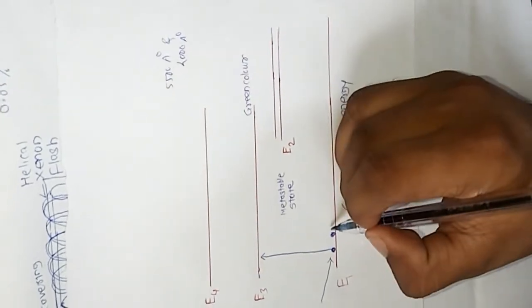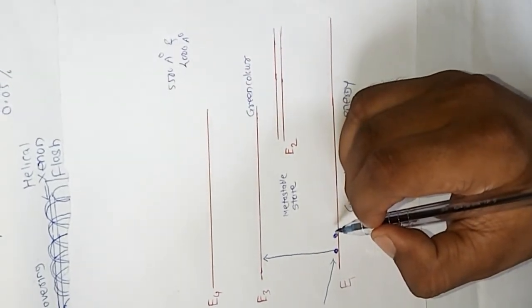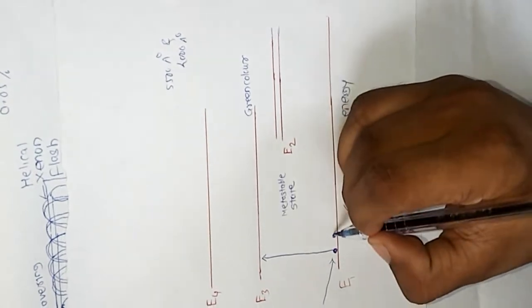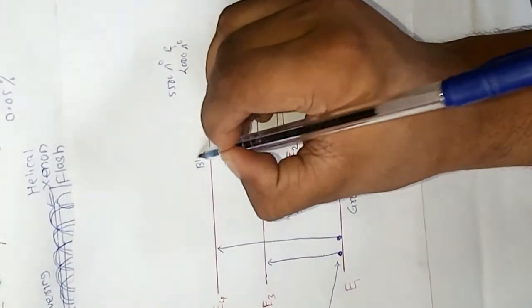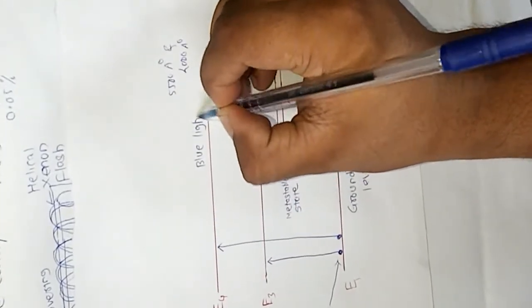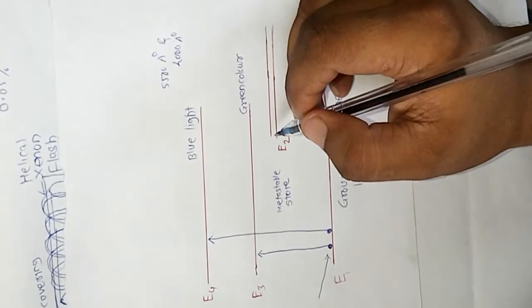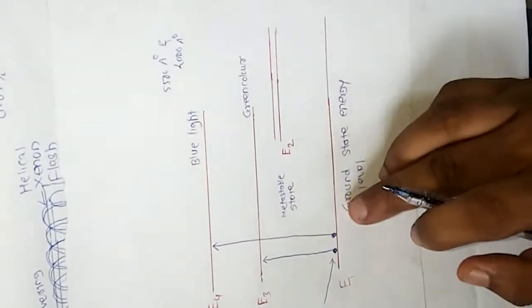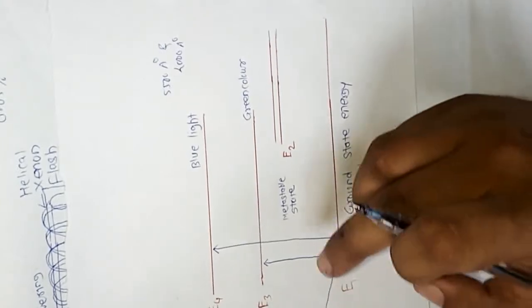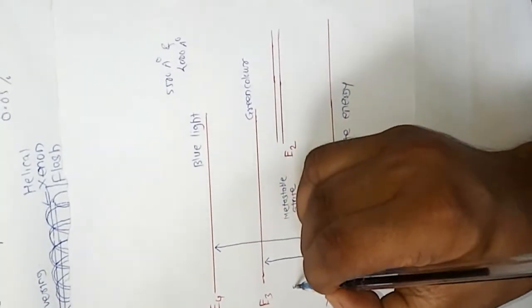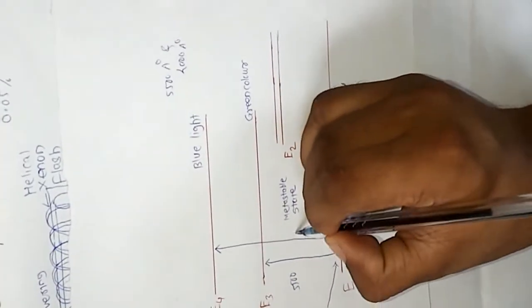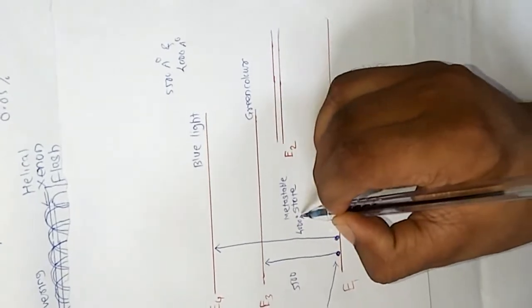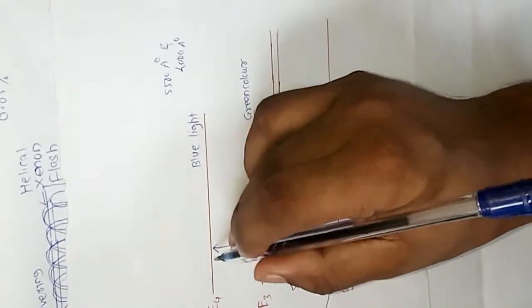Now if this Cr atom absorbs a wavelength of 4000 angstrom unit, then the transition is from E1 to E4, and this E4 energy level corresponds to blue light or blue color. So when it absorbs a wavelength of 5500, it goes to the E3 level, and when the Cr atom absorbs 4000 angstrom unit wavelength, it goes to the E4 energy level.